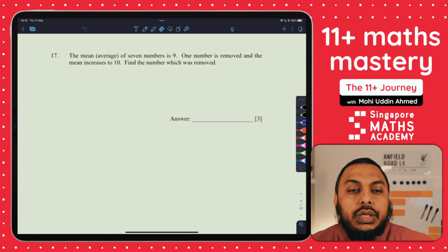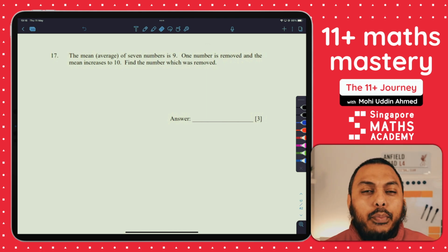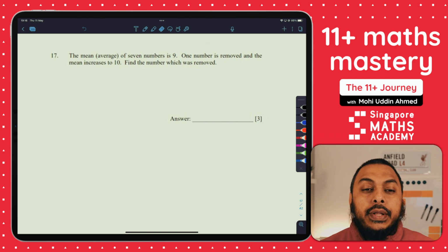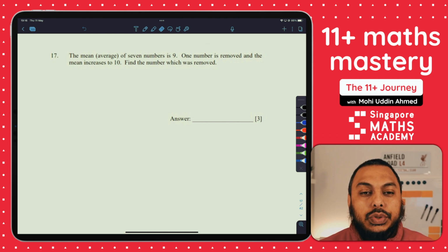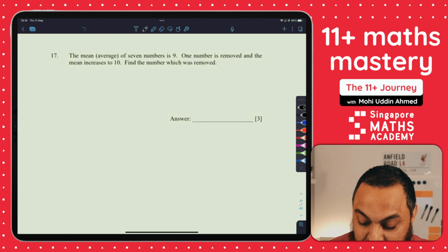Now this question is generally taken quite poorly by many students, mainly because you remove a number but the mean increases, which is very unusual for children. How can that happen? Is that even possible? So the way we go through this question is to try to visualize the problem and understand what's happening.